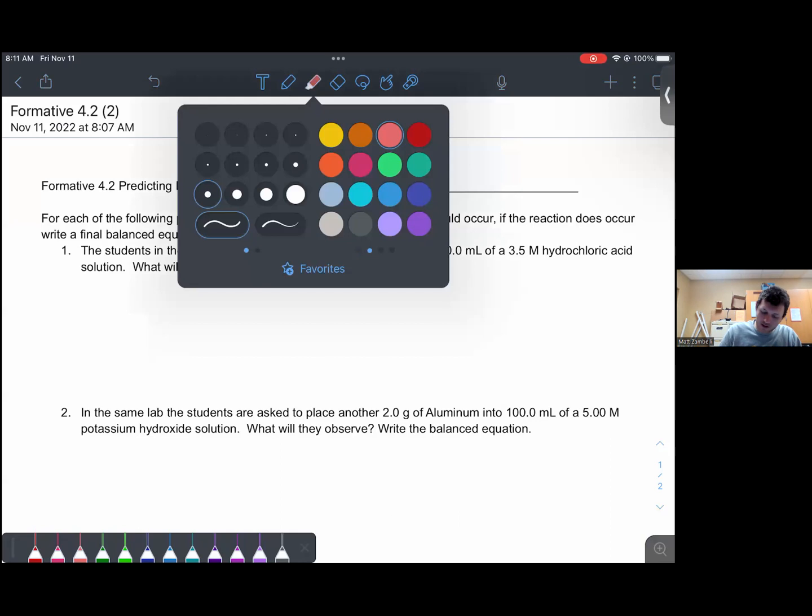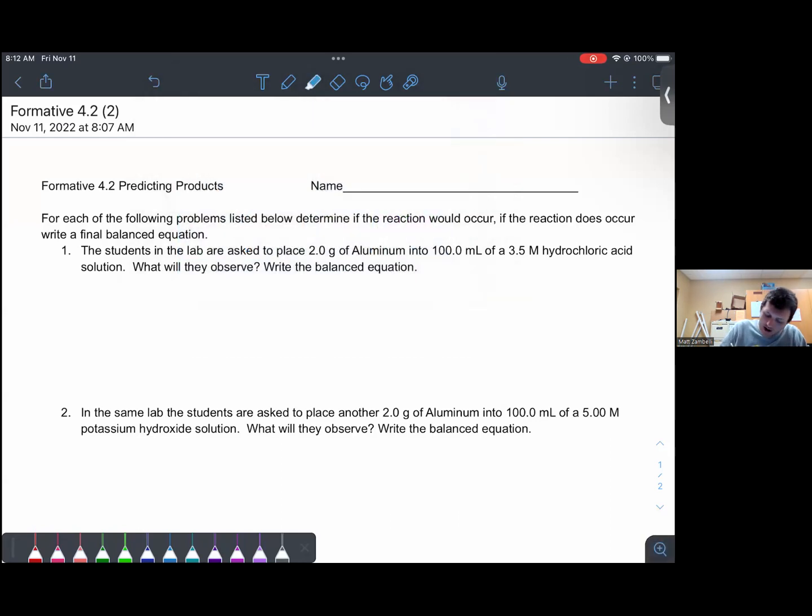So if we take a look at this one, the big things that we care about are the aluminum and the hydrochloric acid. We don't really care about those numbers because that's not something we're doing until the next unit, so we're just going to ignore those for now. We have aluminum, which is going to be a solid because it's a metal. It's a solid at room temperature. All metals are, except for mercury.